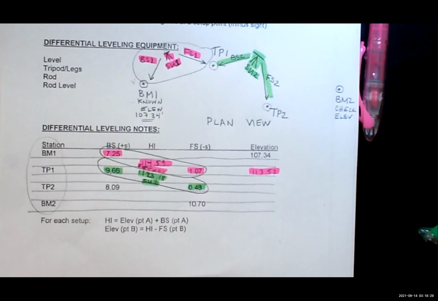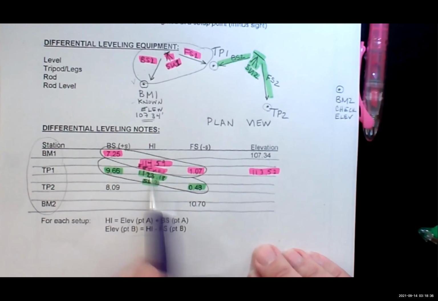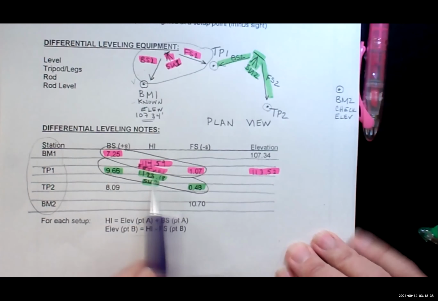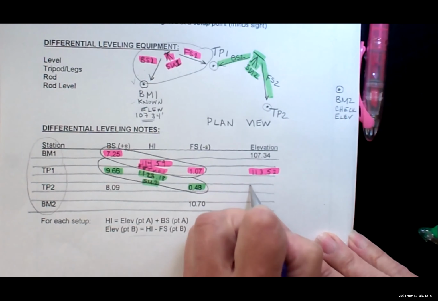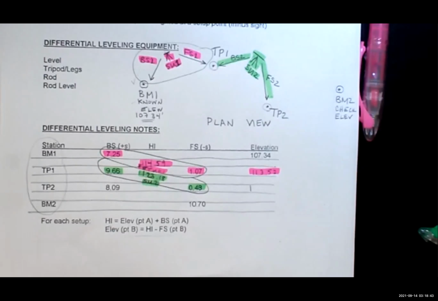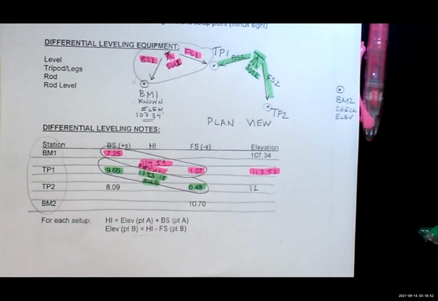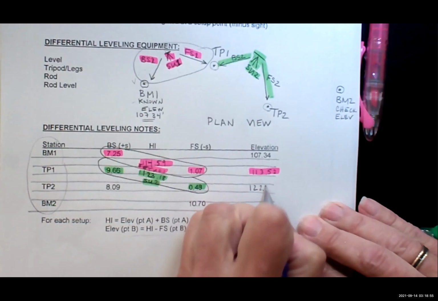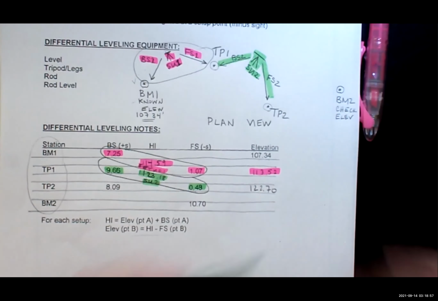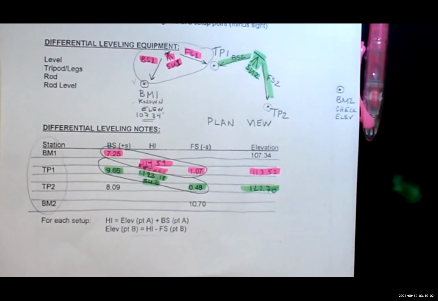And then, Daniel, now that I have the height of instrument using that equation, and I know what the foresight is, what do I do to these? Subtract. That's right. So you get 120.70. So this whole thing was a second setup.